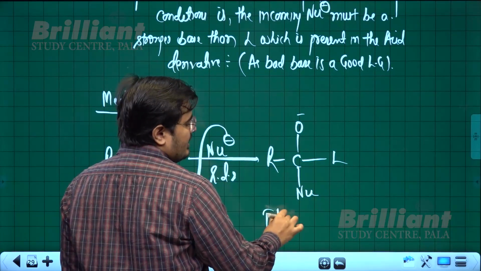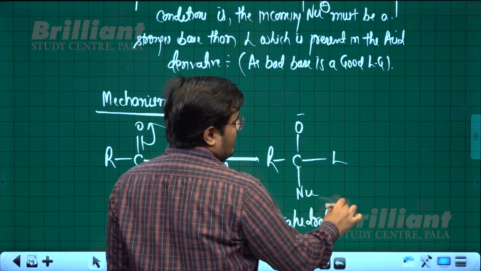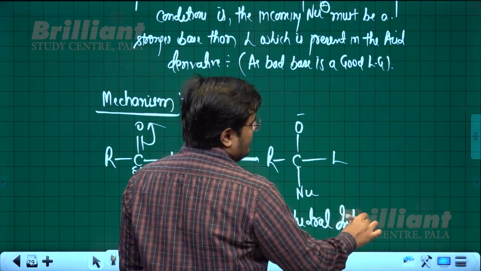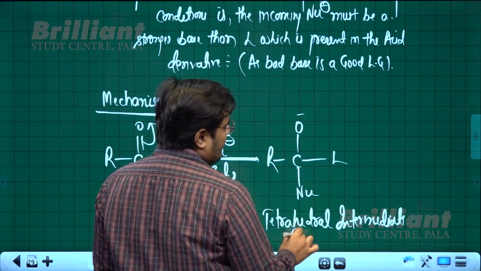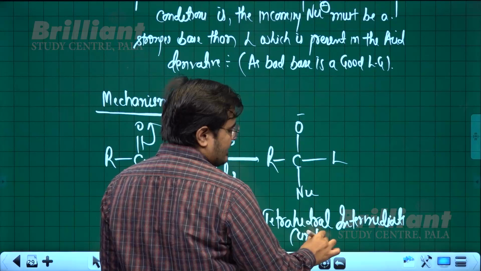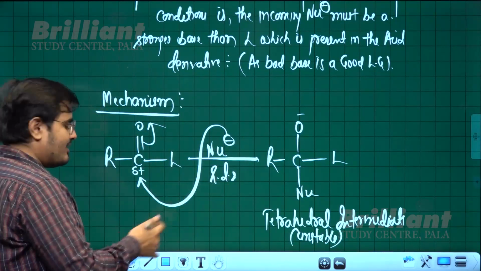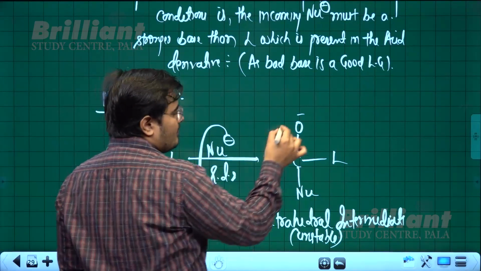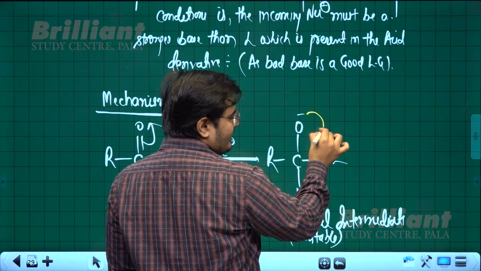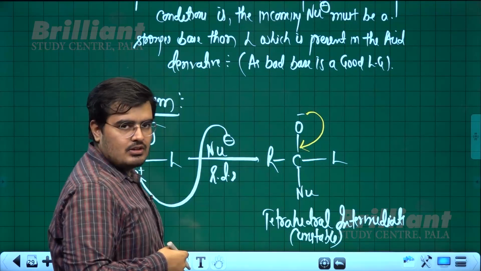This intermediate, if you see, the hybridization of the carbon atom has changed and it's a tetrahedral intermediate, and this tetrahedral intermediate is unstable. As you can see, the crowding has increased around the carbon. So what will happen is this O minus will come back and will form again the pi bond.